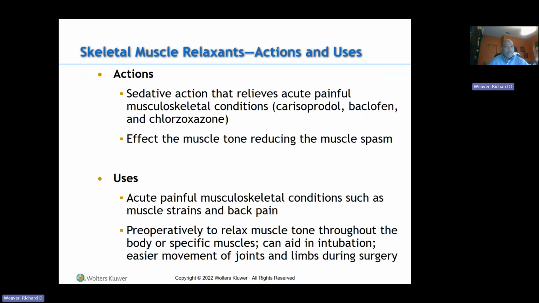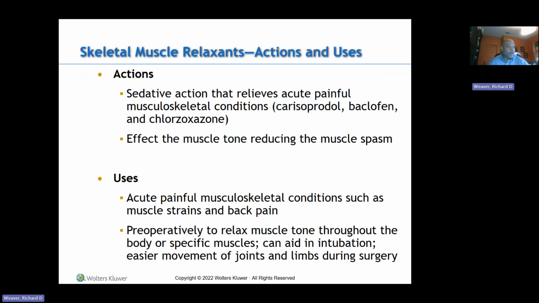Now, of course, this can aid in intubation. You know, when you have to stick the tube down someone's throat and place them on a ventilator during surgery. Because it helps them to relax and they're not fighting and bucking your attempt to try to intubate them, which most people will.